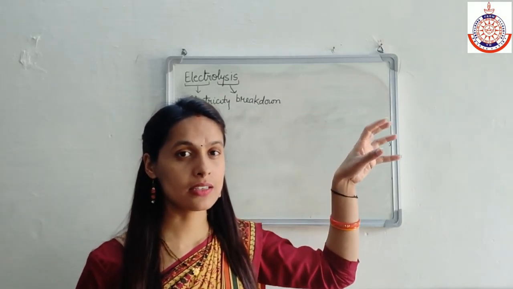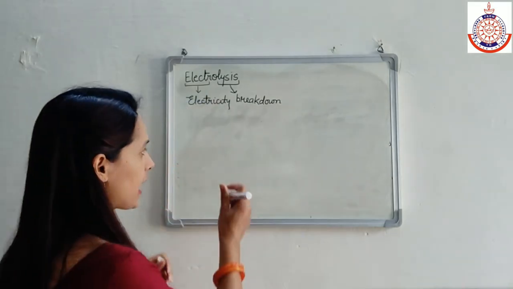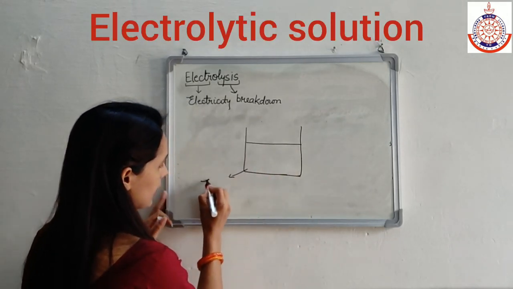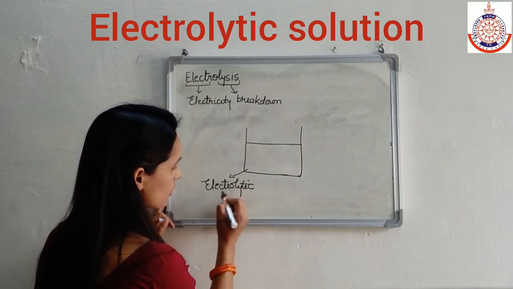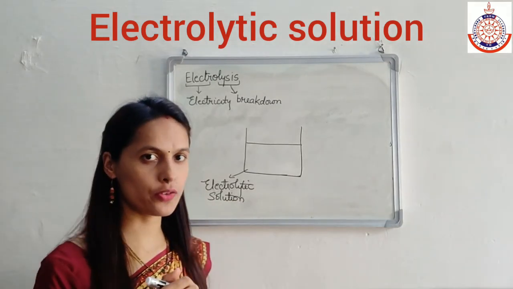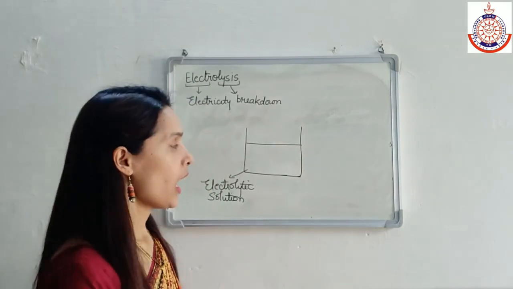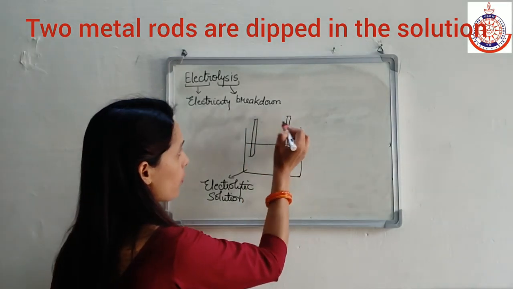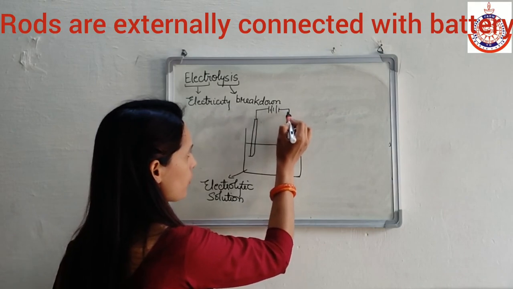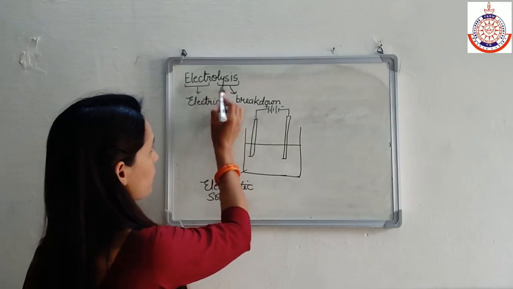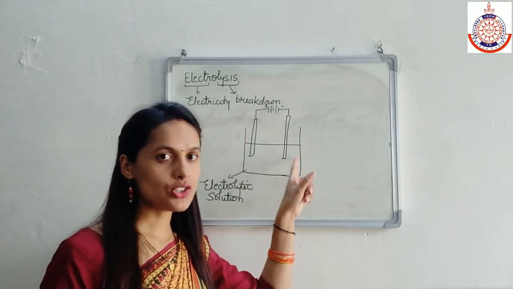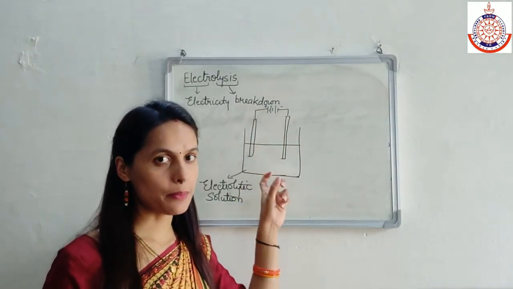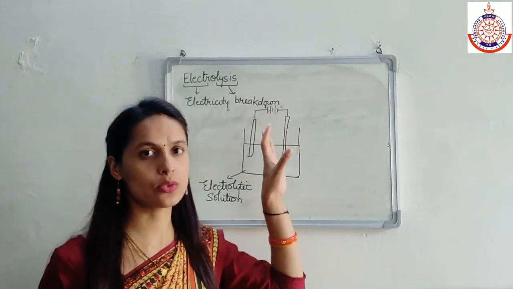Now, for performing this electrolysis, we have a kind of apparatus. In that apparatus, we have an electrolytic tank, a vessel, in which we have the electrolytic solution, either present in its molten state or in aqueous form. Two metal rods are dipped in this vessel. Now, these metal rods are externally connected with a source of electricity like a battery. So basically, for performing electrolysis, we have a vessel filled with the electrolytic solution, either in aqueous form or in molten state, and two metal rods dipped in it.